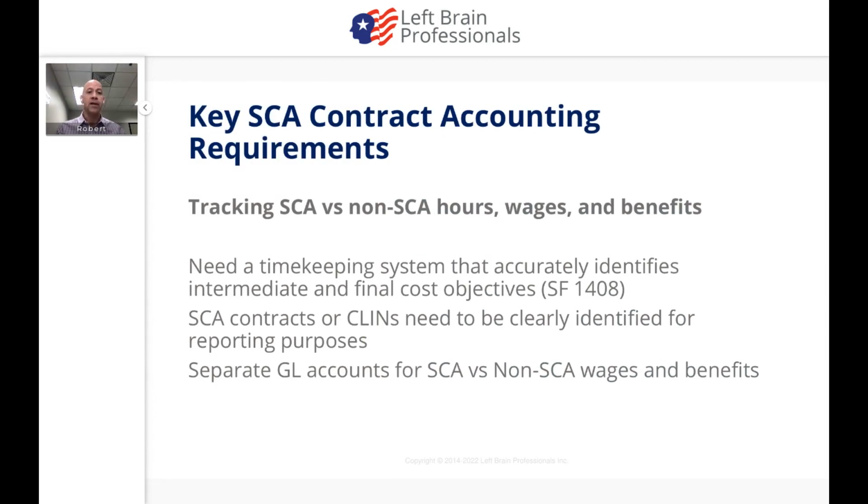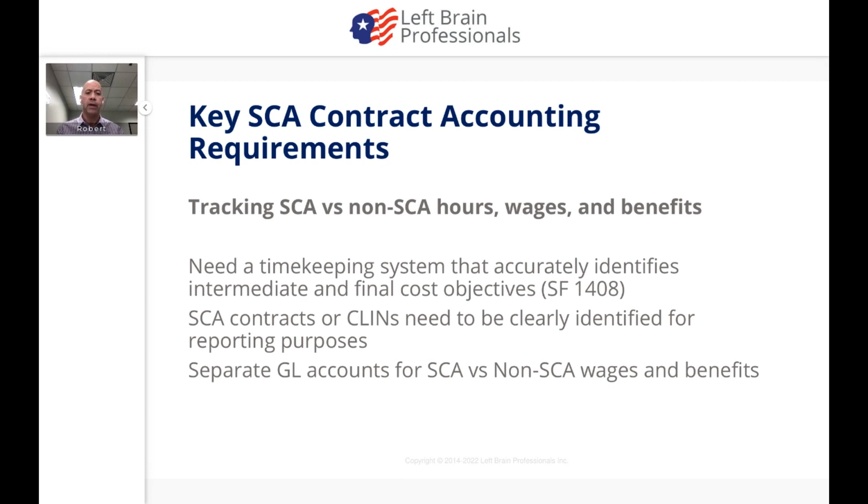Some of the key SCA contract accounting requirements. The first is being able to track SCA versus non-SCA hours, wages, and benefits. And I have some examples to show you in calculating this a little later on. But right now we're just going to talk about what the requirements are and how we can achieve those.